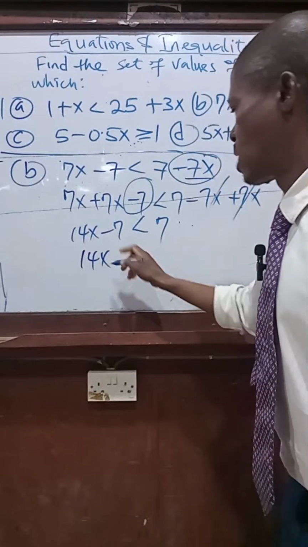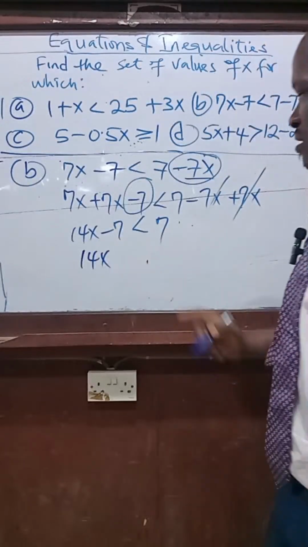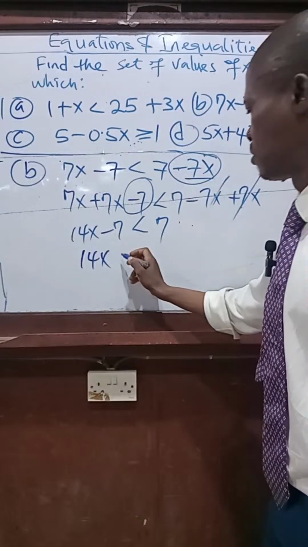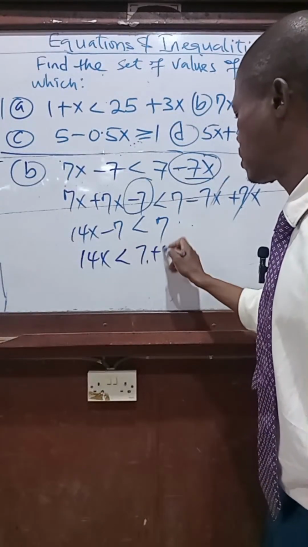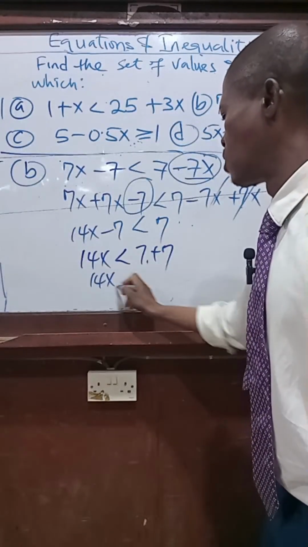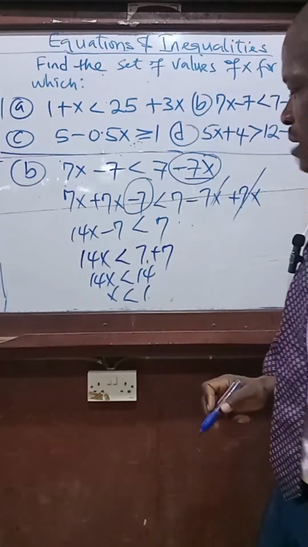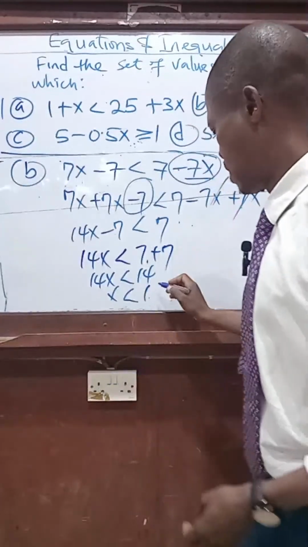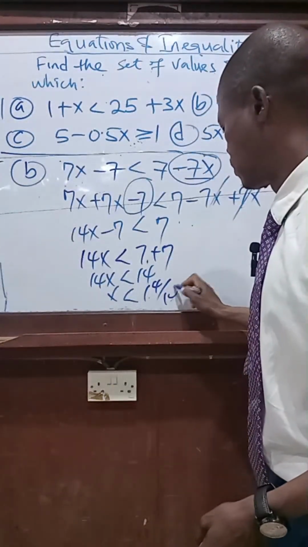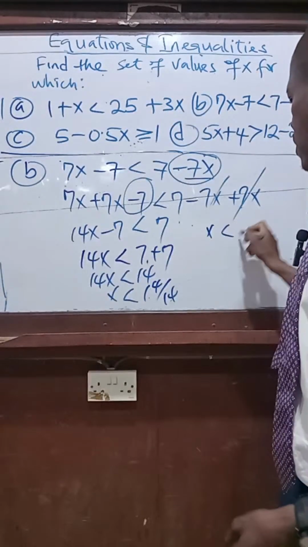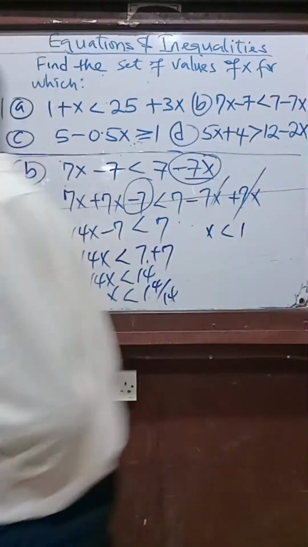So here we have 14x. Here, this one we cancel. We have 7 plus 7, and that gives us what? 14. So x is less than 14 over 14. So x is what? Less than 1. So that's that on the second one.